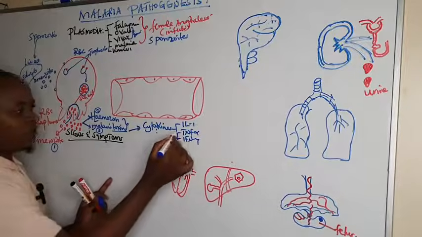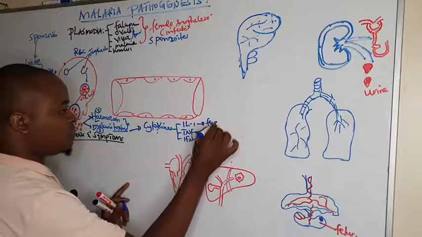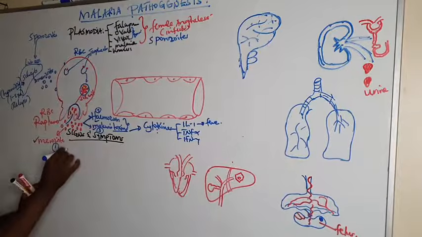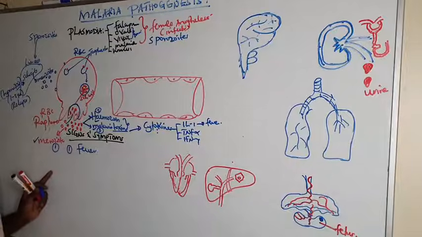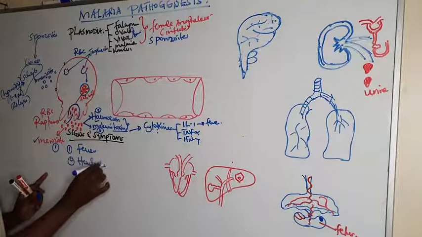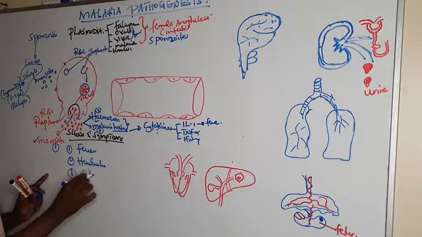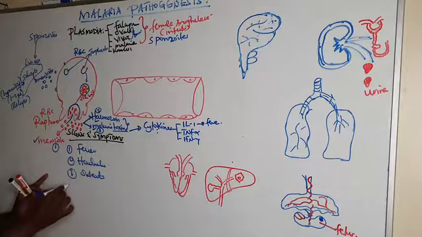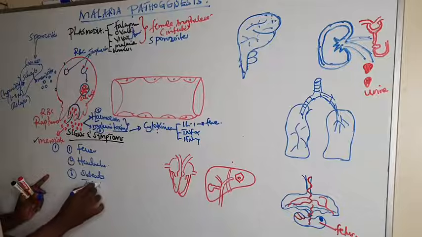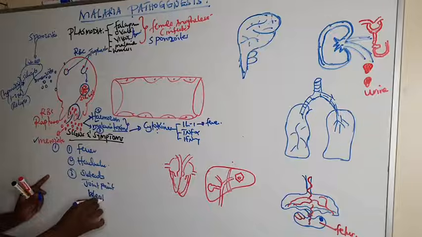And it is this interleukin that is going to trigger the presence of fever. So among the signs and symptoms of malaria, number one is fever. We are going to see headache coming in. We are going to see sweats, especially at night. We are going to see joint pains, then muscle weakness, whereby you become weak.